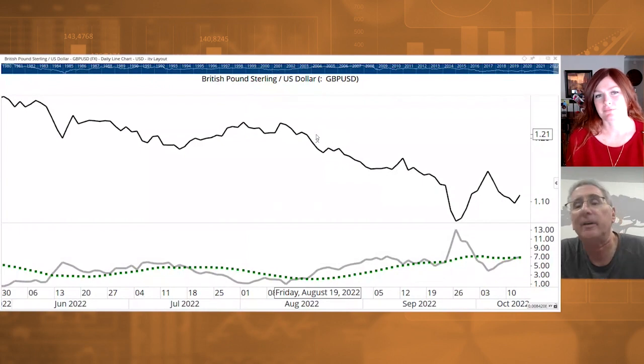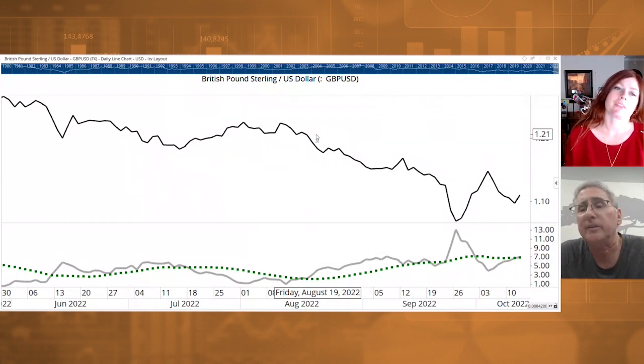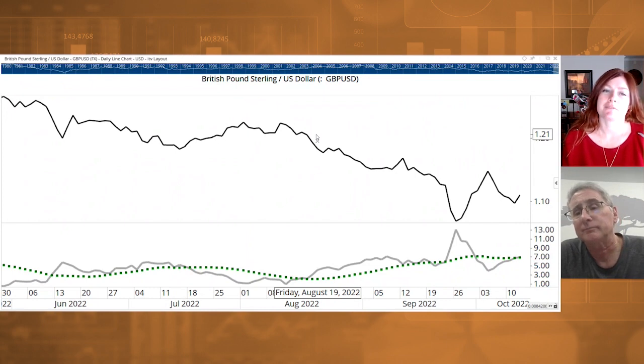This is the British pound. We talked about the pound last week. You're still following it? I am. So what do you think of this one?